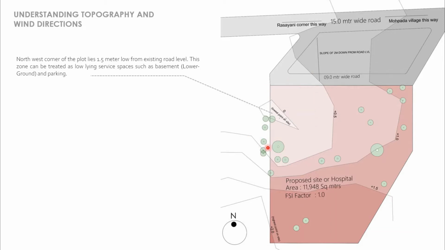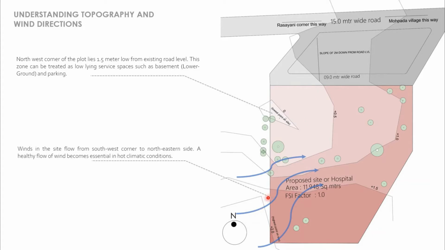Towards the northwestern side of the site, we have the lowest point of our site. The northwestern corner of the plot lies 1.5 meter below the existing road level. So this area can be treated as low-lying space, service space such as basement, parking, etc. Secondly, we have southwestern winds flowing from the side to the northeastern side. This wind flow can be used to optimize the passive wind circulation in the site.